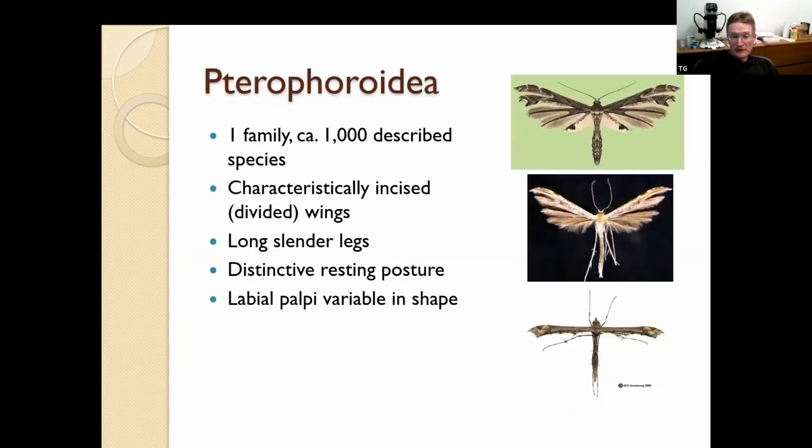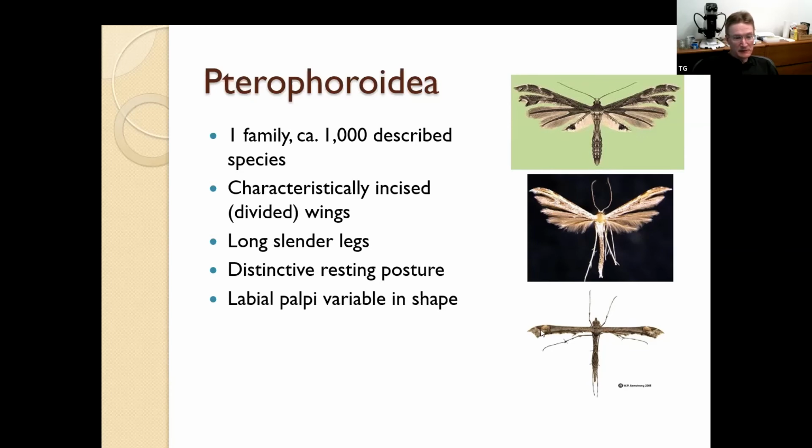The Pterophorids are a very distinctive group. And that's why we're really talking about them, because they're easy to identify. And they have these divided forewings and hind wings. You can see that the wings are divided into usually 3 different branches. And that makes them really distinctive.